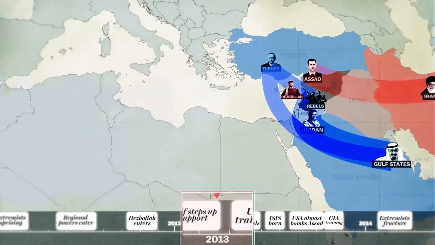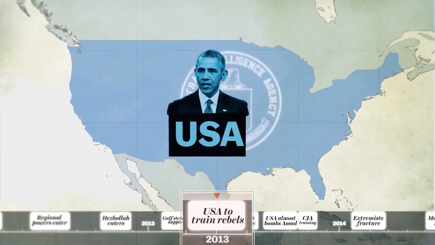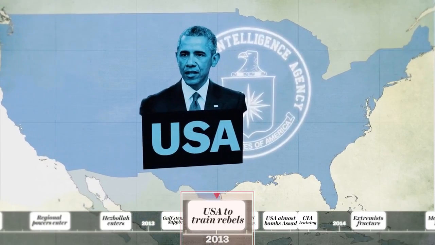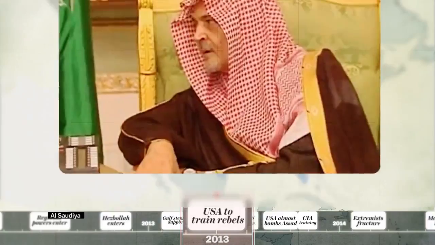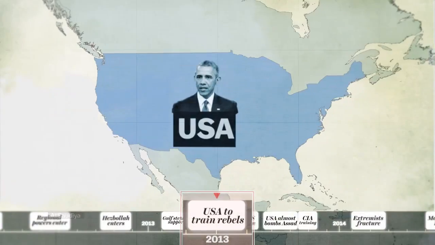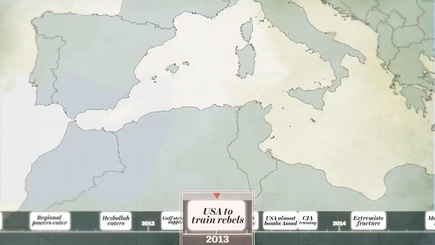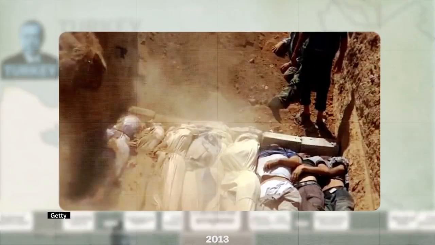That April, the Obama administration, horrified by Assad's atrocities, signs a secret order authorizing the CIA to train and equip Syrian rebels. But the program stalls out at first. At the same time, the US quietly urges the Arab Gulf states to stop funding extremists, but their requests go ignored. In August, Assad uses chemical weapons against civilians in the town of Ghouta.